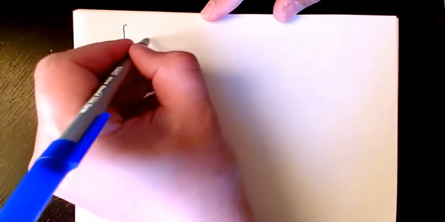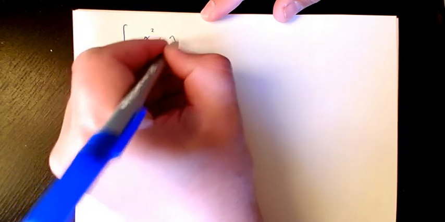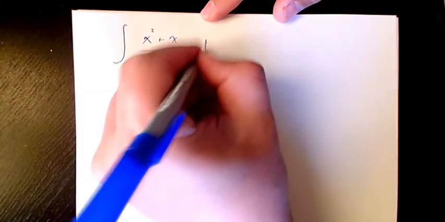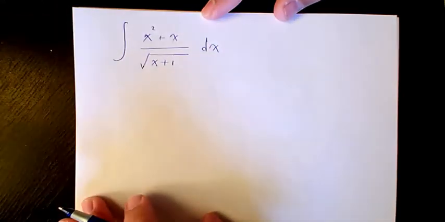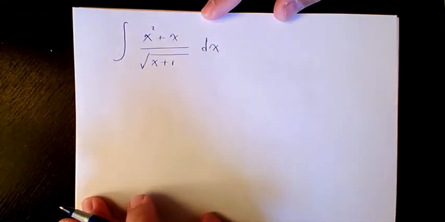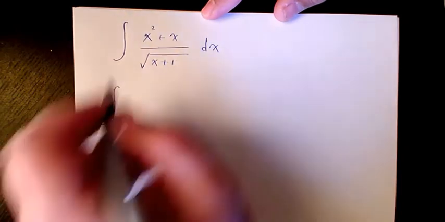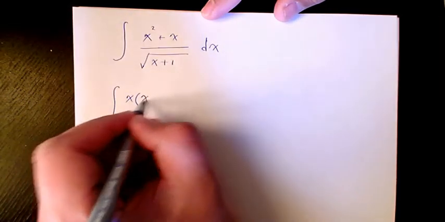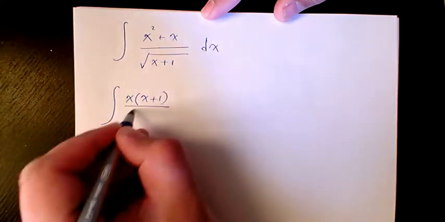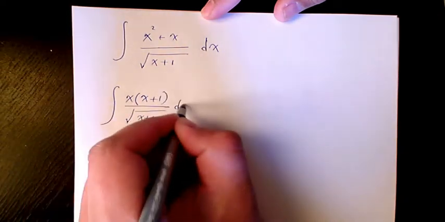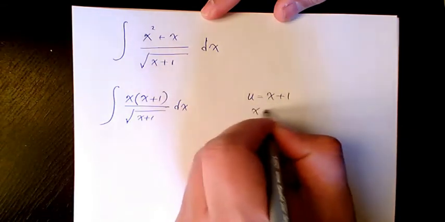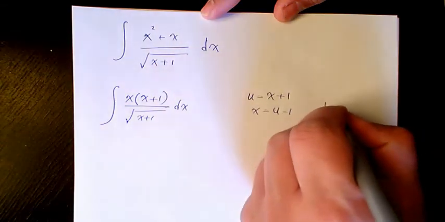Next example. Square root of x squared plus x over square root of x plus 1 dx. So in this example, I'm going to factor x from the numerator. It's going to be x plus 1. Here we have root x plus 1 dx. So u is going to be x plus 1, x is going to be u minus 1, and du is going to be dx.